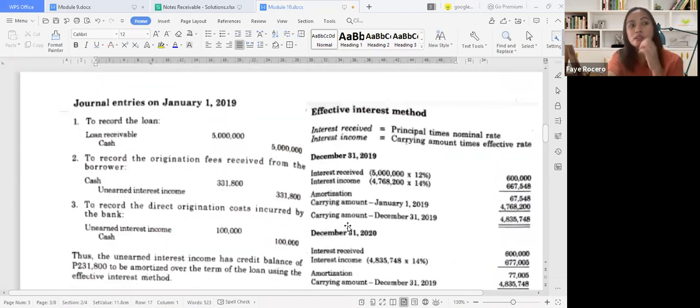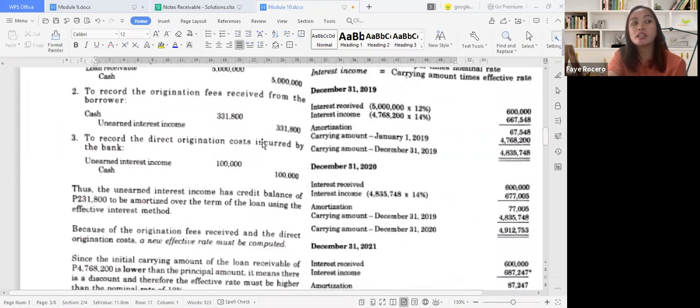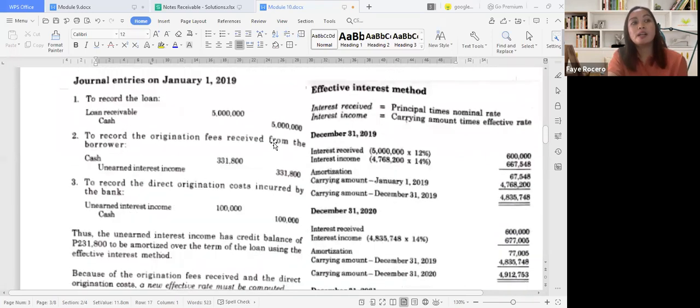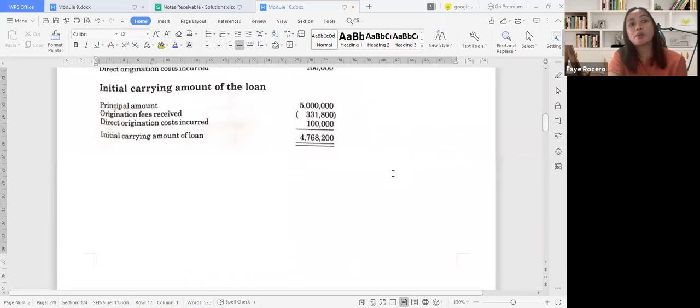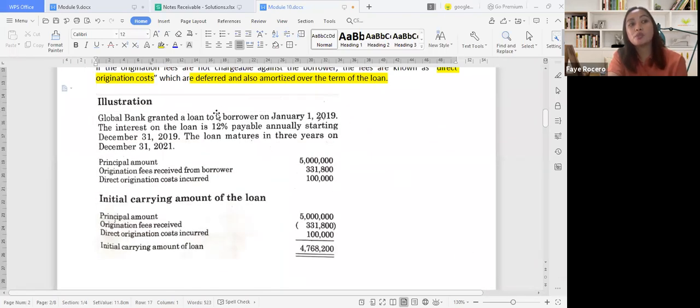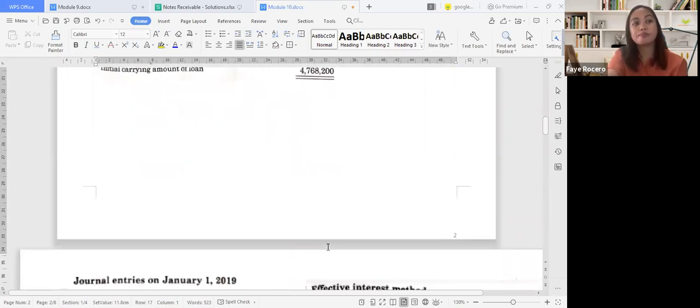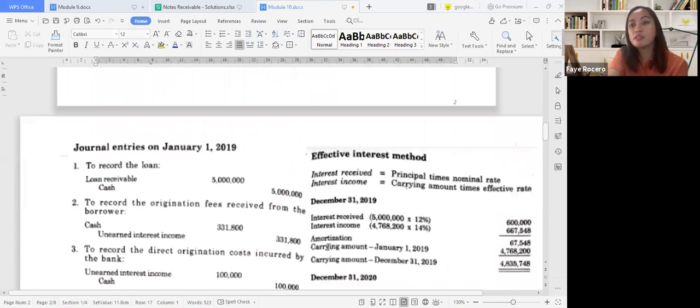So hindi given dito kasi we have the unearned interest income. This one is supposedly the interest. So there's no rate given here. Because of that, we need to compute for the new effective rate. Kasi di ba ang naging value na ng loan natin is 4.7 million. Itong 5 million supposedly 12%. Pero naging carrying amount na natin is 4.76. This is like the present value as well. 4,768,200. So we need to compute for the new effective rate.